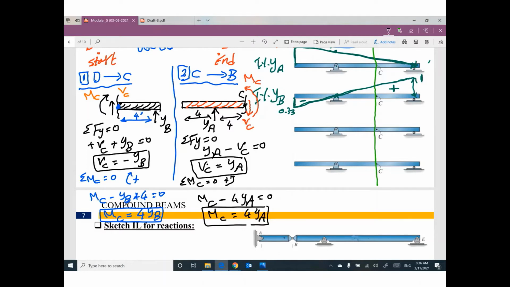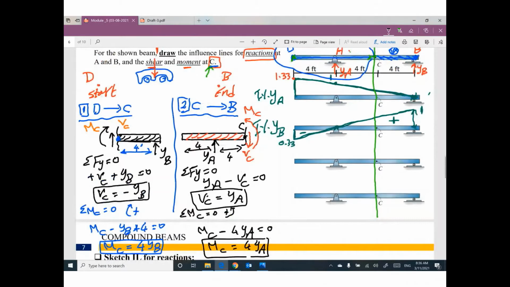Do you have any question? Do you have any question about these calculations?